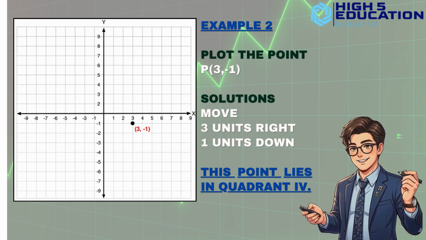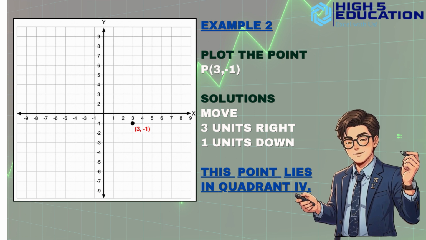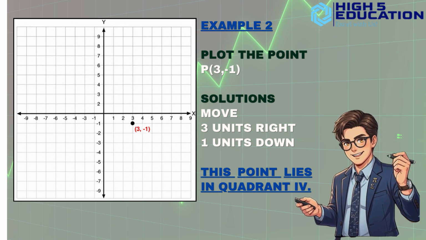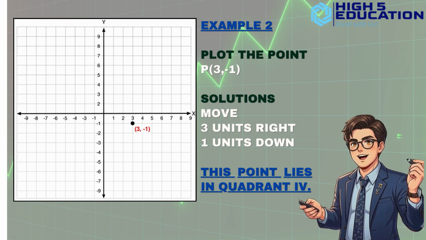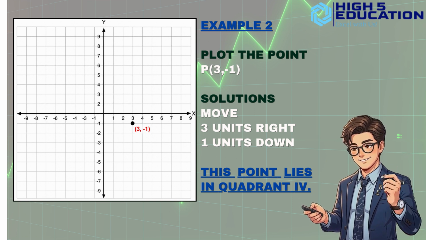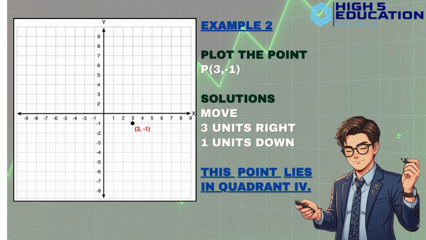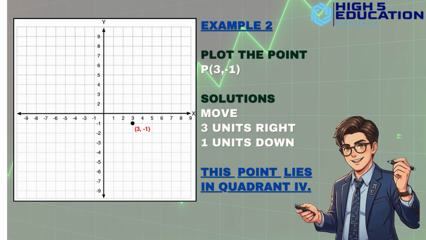Next, it says 1 unit down. Moving down means the y coordinate is negative, so our y value is -1. Now, combine the x-coordinate and y-coordinate to form the ordered pair. The coordinates are 3, -1.